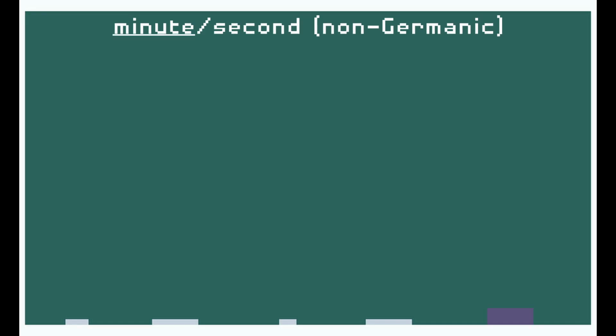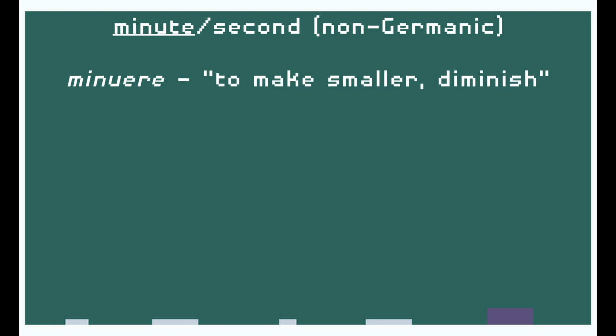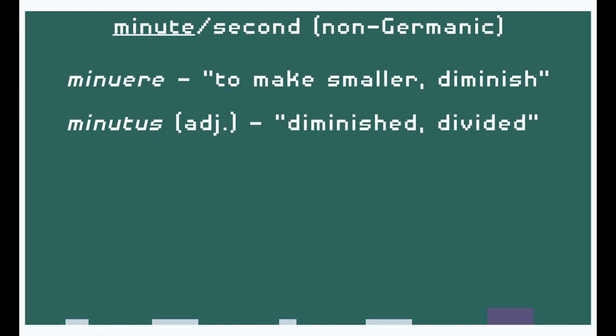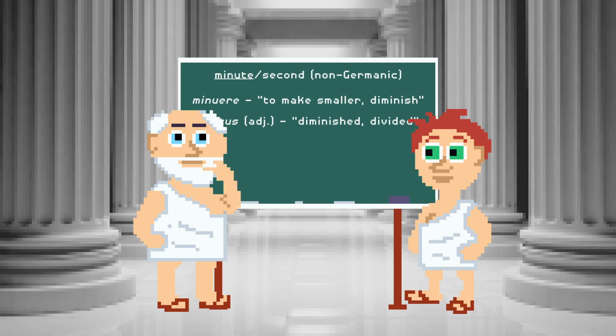The word minute comes from the Latin verb minuere, which means to make smaller or diminish. Minutus is the perfect passive participle, an adjective meaning diminished or divided. Now, the ancient Romans didn't have the concepts of minutes and seconds as we do today. They used words like momentum, moment, or punctum, point, to refer to short amounts of time. They'd say wait a moment rather than wait a minute.